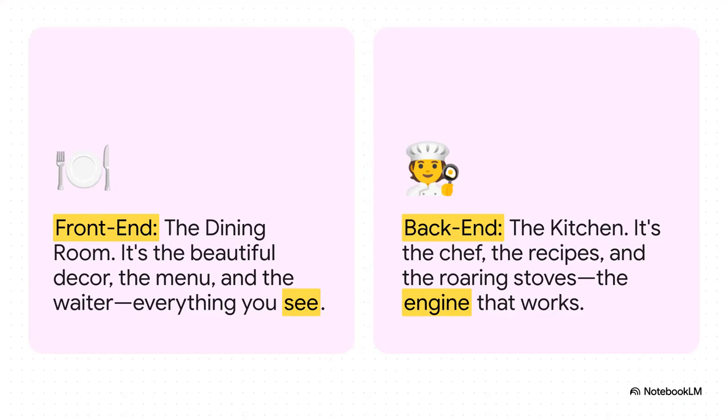Okay, the best way to think about this is to imagine a restaurant. The front end is everything you experience out in the dining room. The beautiful decor, the menu you're holding, the friendly waiter who takes your order. It's everything you see and touch. The back end? That's the kitchen. It's the engine room. It's where the chefs are, the secret recipes, the roaring fires, all that coordinated chaos that actually turns your order into a meal. A dining room is pretty useless without a kitchen, right? That's where all the real heavy lifting is done.